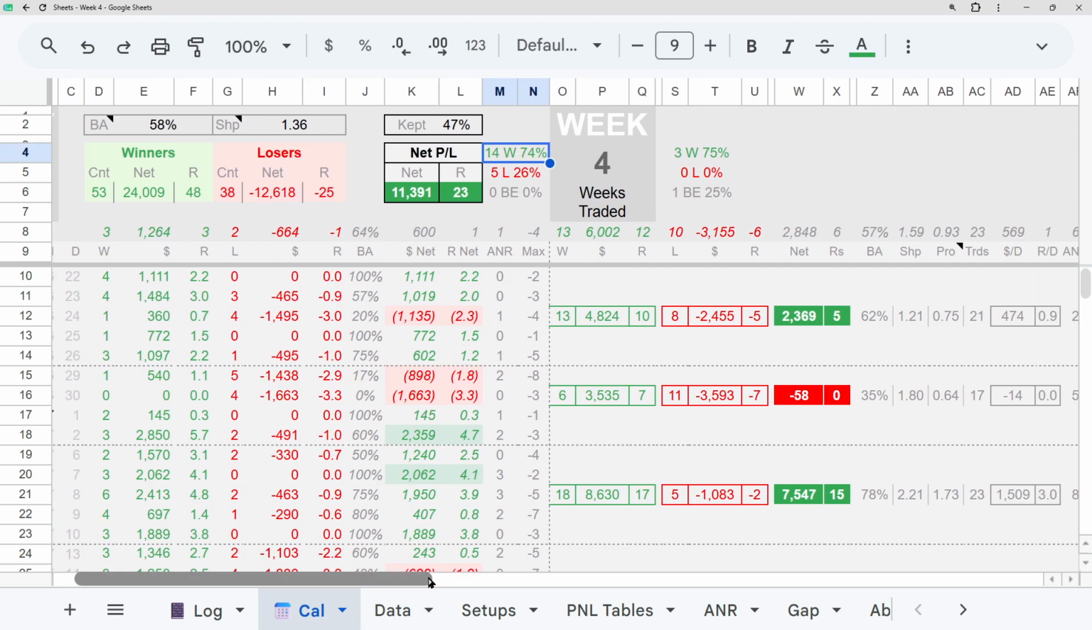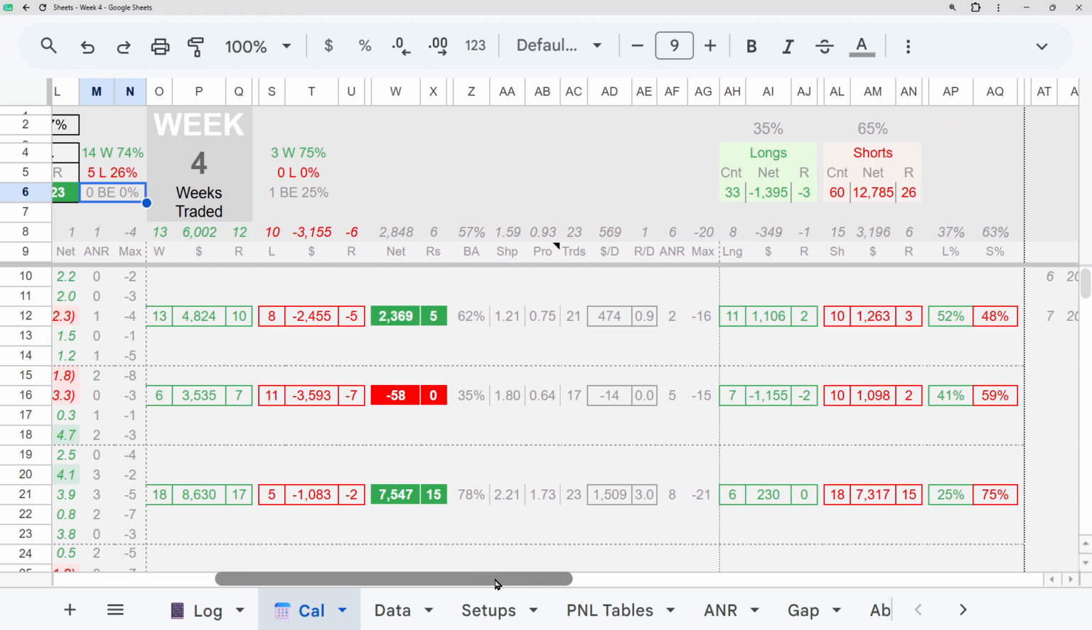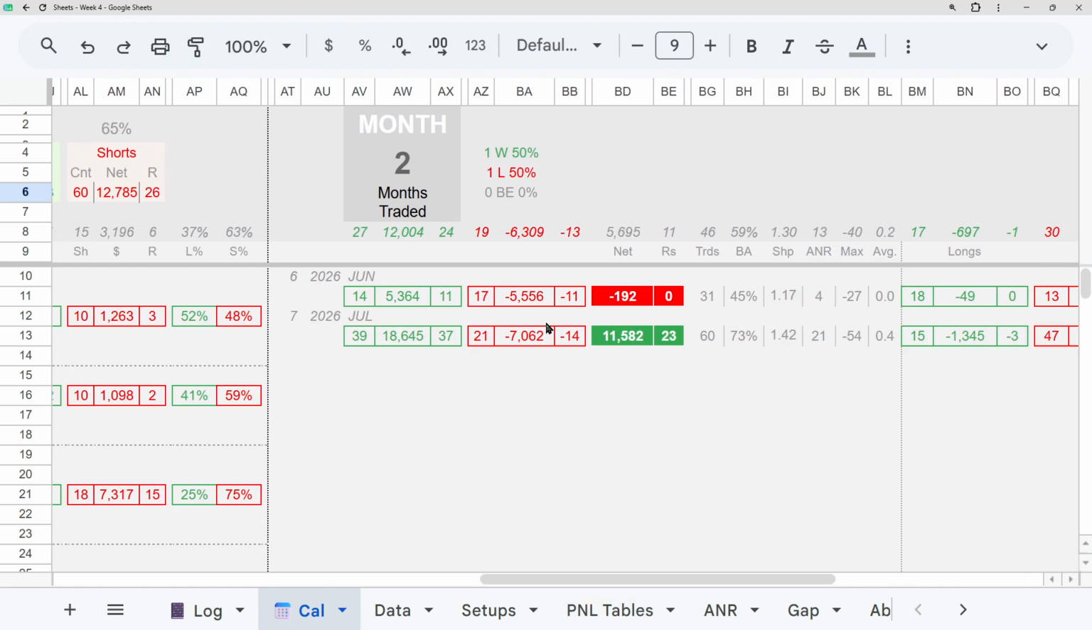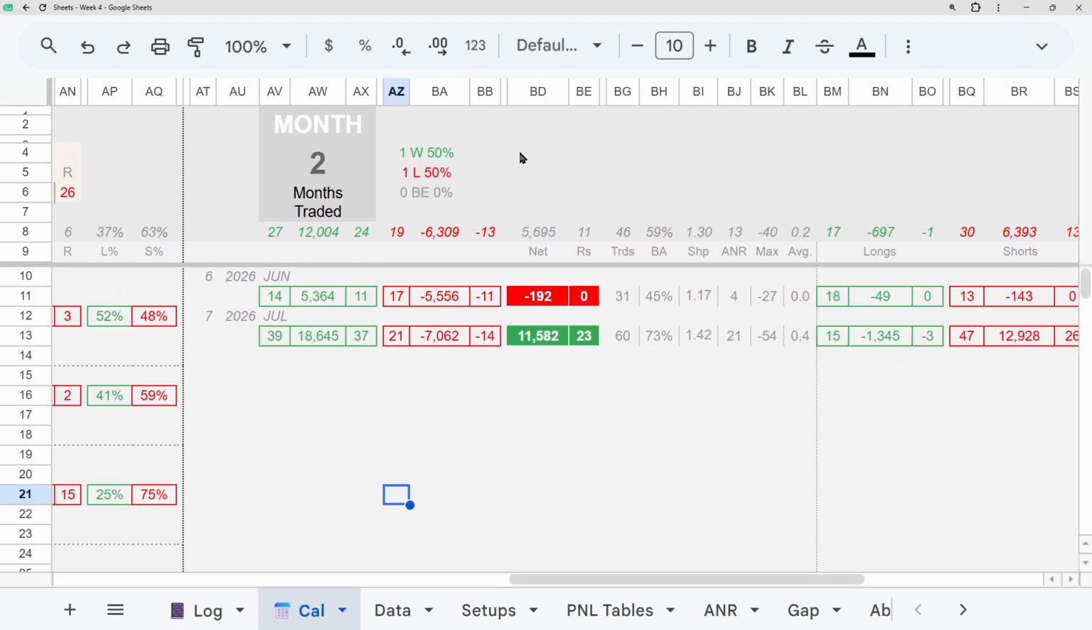So far we have 14 winning days, 5 losing days, and 0 break-even days. Break-even for me is between minus $100 and plus $100. So anywhere in that range is a break-even day. 3 winning weeks, 1 losing, 1 break-even. In terms of month, I wouldn't consider it a month because it's 7 days, so I wouldn't really consider it. But 1 winning month, 1 losing month, 0 break-even.